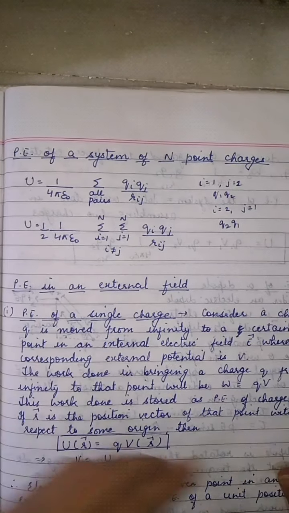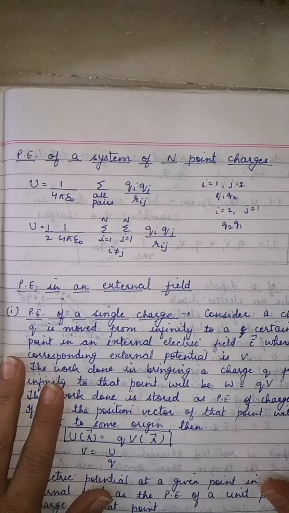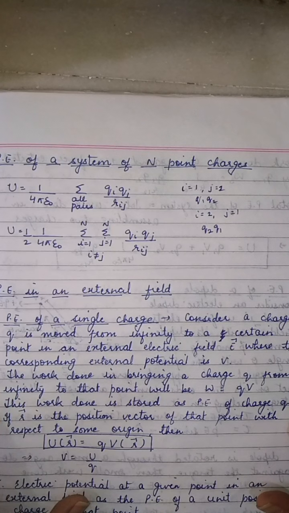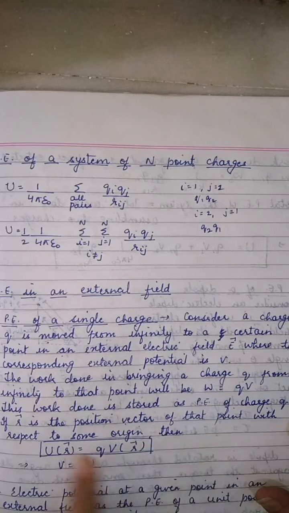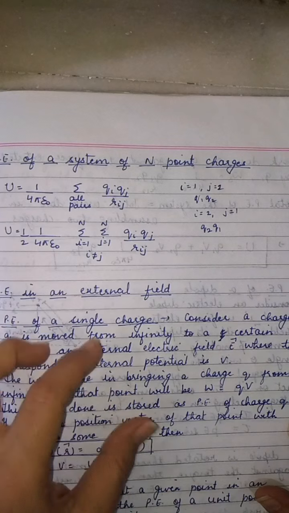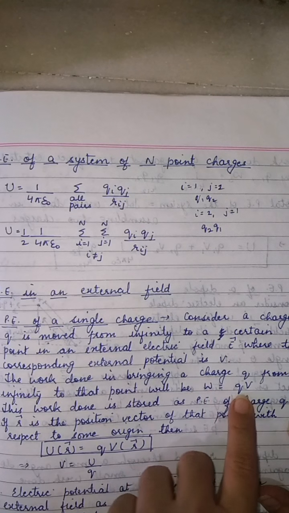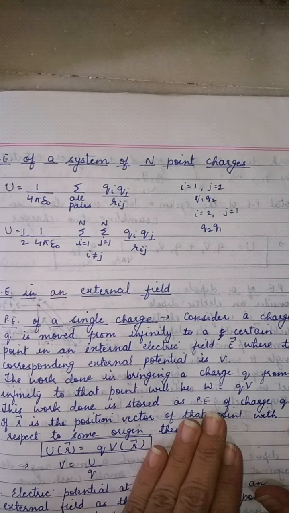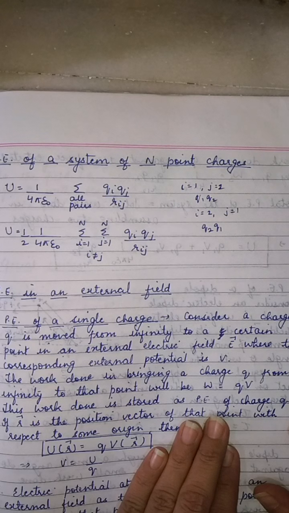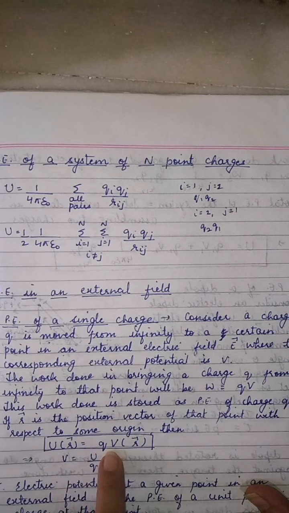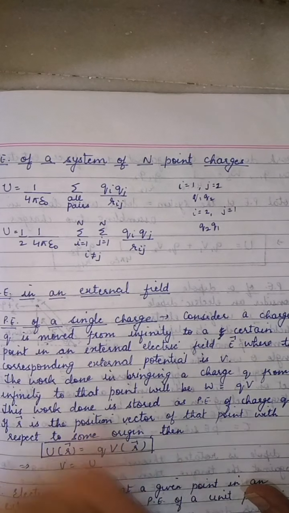Now consider there is a charge Q which is moved from infinity to a certain point in an external electric field E where the external potential is V. Then the work done in bringing that charge from infinity to that point, we know by the formula, is equal to charge into potential. Now this work done is stored in the form of potential energy of charge Q. If R is the position vector of that point with respect to some origin, then U(R) is equal to QV. That simple formula we have already done.